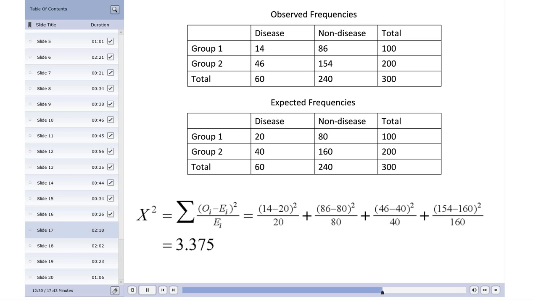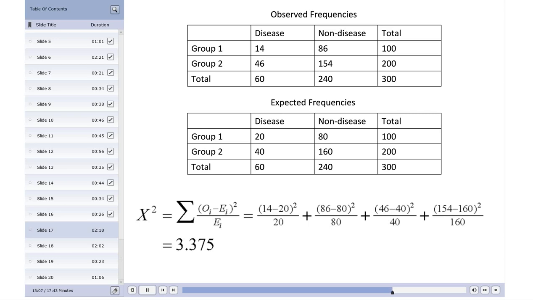So for example, for our upper left cell, the observed is 14 and the expected is 20. So we're just going to do (14 minus 20) squared over 20. For the upper right, observed is 86 and expected is 80. So we have (86 minus 80) squared over 80. Then for the lower left, we'll have (46 minus 40) squared over 40. And finally, for the lower right, we'll have (154 minus 160) squared over 160. And if you do all these calculations and add them up, you get 3.375. So the Pearson chi-square statistic for this problem is 3.375, and the next slides will show how to interpret this number.